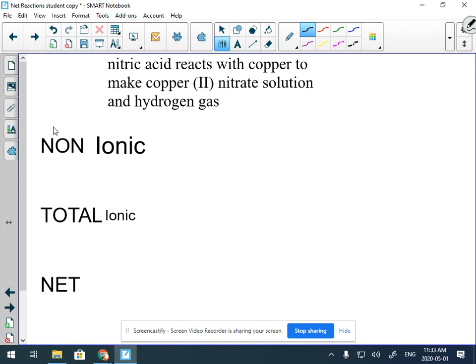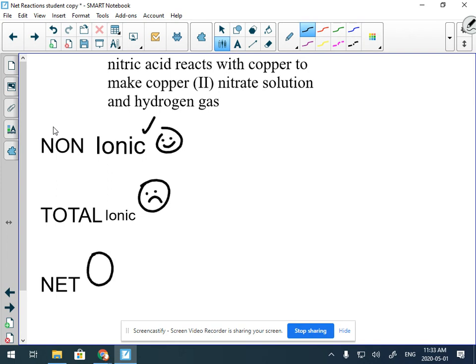So we have this one, which most people feel happy about. It's actually the one that we're going to be using the most, okay? Then we have this one. People do not like the total. I do not like the total. That's where we have to break up everything that's aqueous.